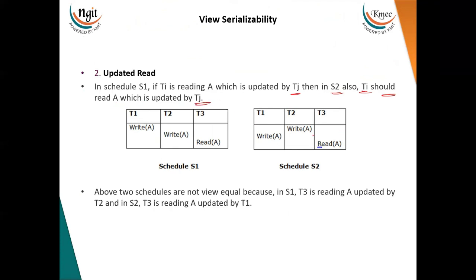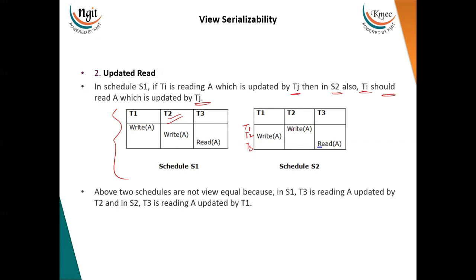What do you mean by this? We will consider this example and understand what is the updated read. In schedule 1, T3 is a transaction which is reading the updated value of A made by T2 transaction. Now coming to this schedule 2, here also T3 should read account A which is recently updated by T2 transaction. Let us see whether these two are equal or not.